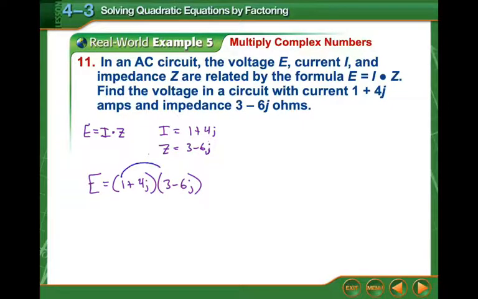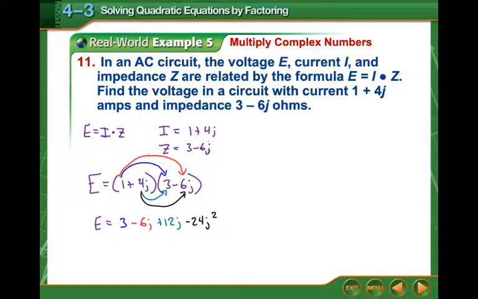So we got first, outer, inner, and last. So our first ones, 1 times 3, so 3. The outer, 1 times negative 6J, so negative 6J. And then the inner, 4J times 3, so that's going to be 12J. And 4J times negative 6J is going to be negative 24J squared.